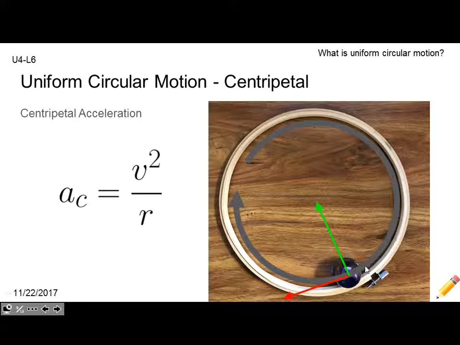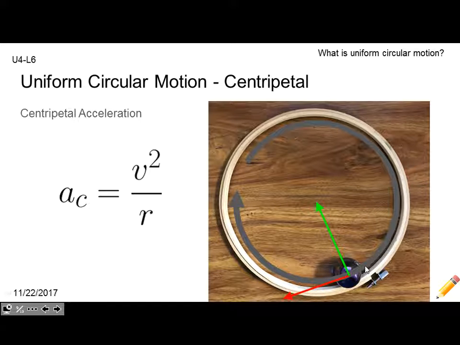You can already see some of the different relationships that exist. So let's say I doubled the speed. What would happen to the centripetal acceleration? All right, so Kayla, if I doubled the speed, if I made v twice as big, what would happen to the centripetal acceleration? It wouldn't just double. Why does it do more than just double?